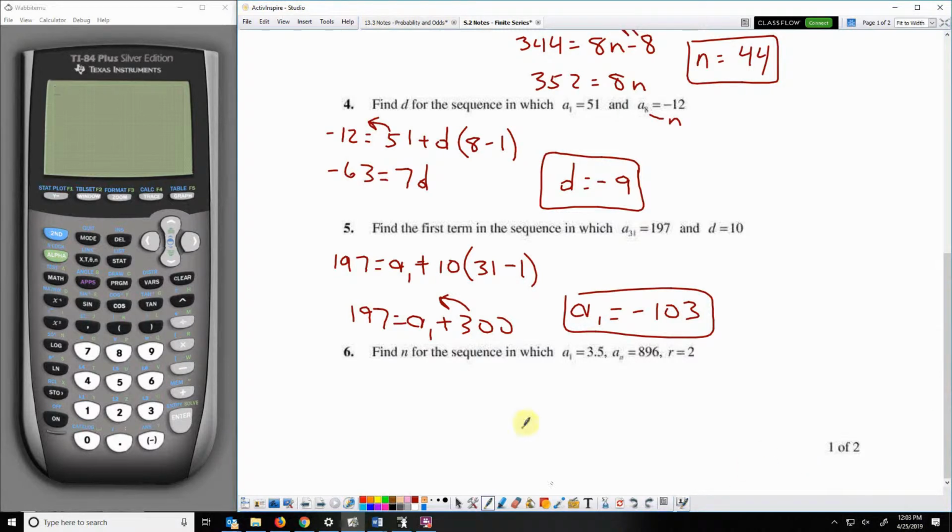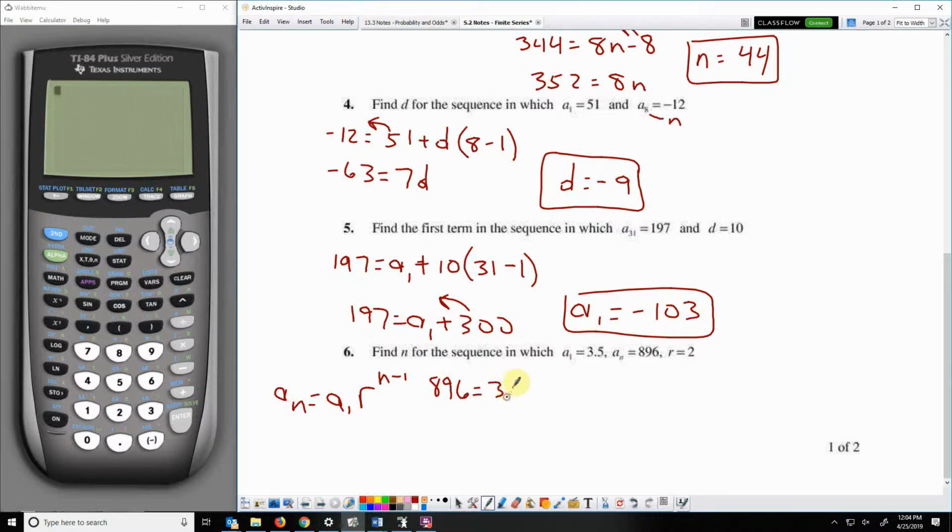And last on this page, find n for this sequence. Now there's an r, so this one has a common ratio, which means it is geometric. So the formula is a sub n equals a1 times r to the n minus 1 power. Okay, so we're looking for n. So a sub n is 896. We just need to find out what term number that is.